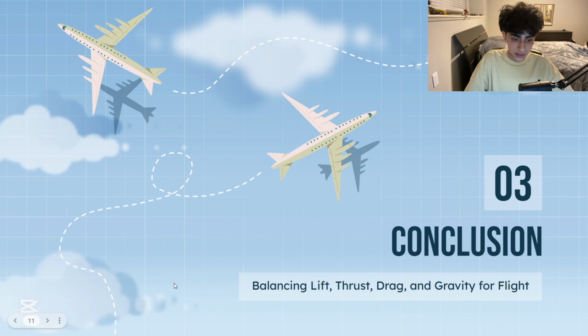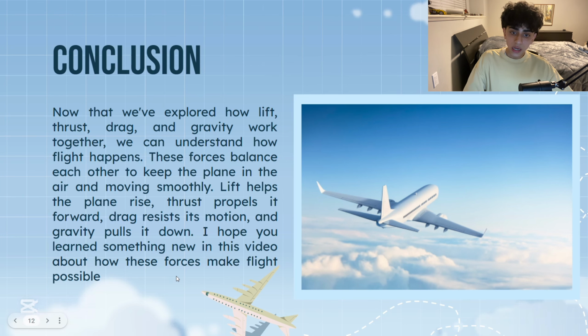Finally, our conclusion. Now that we've explored how lift, thrust, drag, and gravity work together, we can understand how flight happens. These forces balance each other to keep the plane in the air and moving smoothly. Lift helps the plane rise, thrust propels it forward, drag resists its motion, and gravity pulls it down.